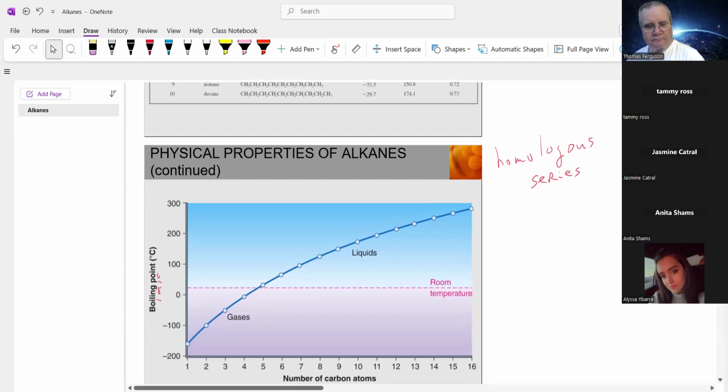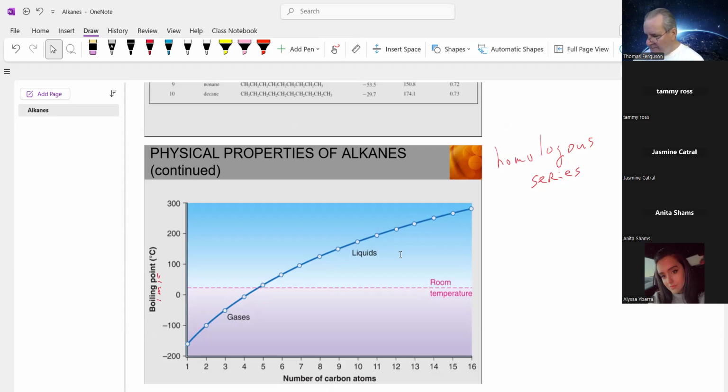And these just have LDFs in them. So that's all you need to know about the homologous series. It can be an alcohol, it can be an alkene, it can be any molecule, if all you're doing is putting in more carbon hydrogens for the series.